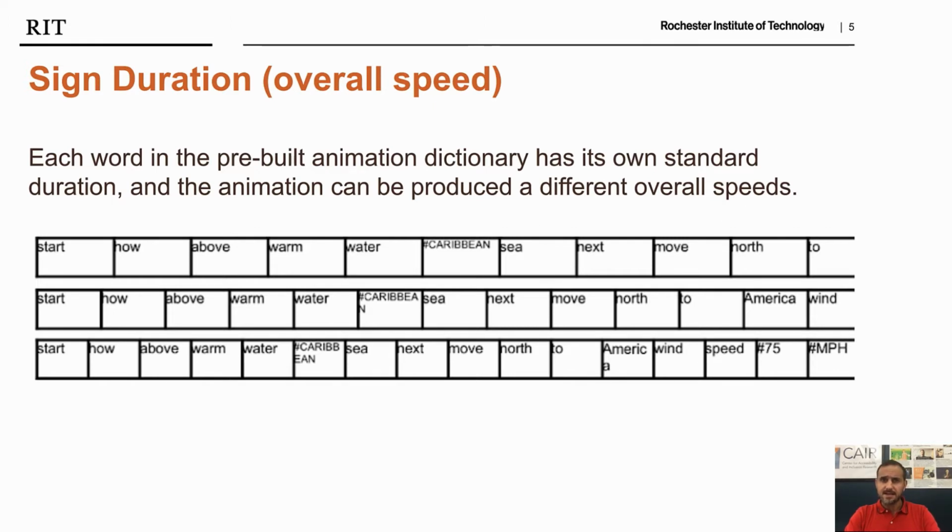Each ASL sign consists of particular numbers of movements of the hands to a particular location in space or on the body. This image displays the same sentence illustrated with the words as individual rectangles of different widths. The width of the rectangle identifies word length. The animation can be produced at various overall speeds.